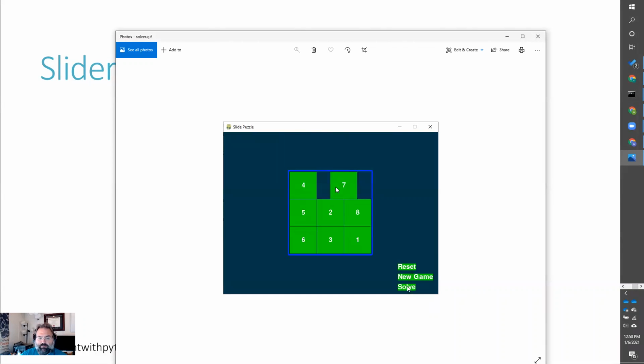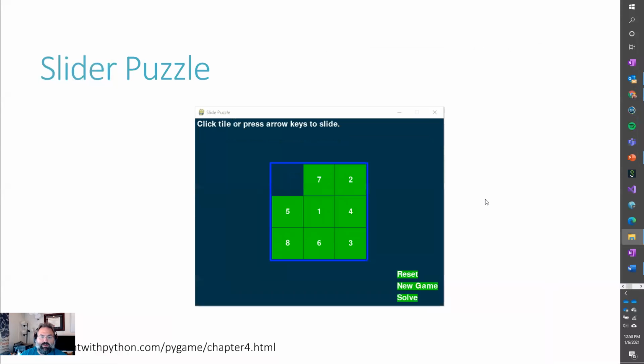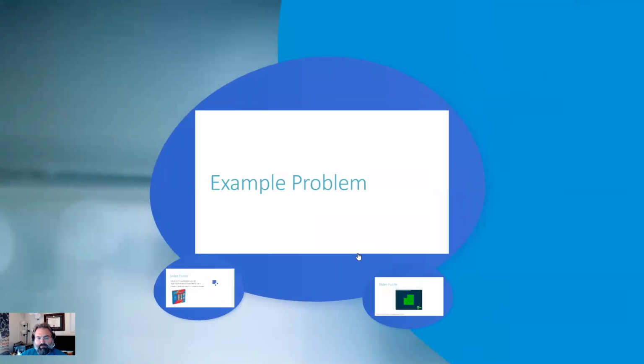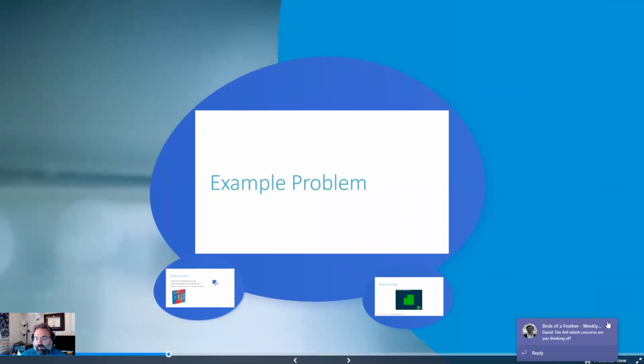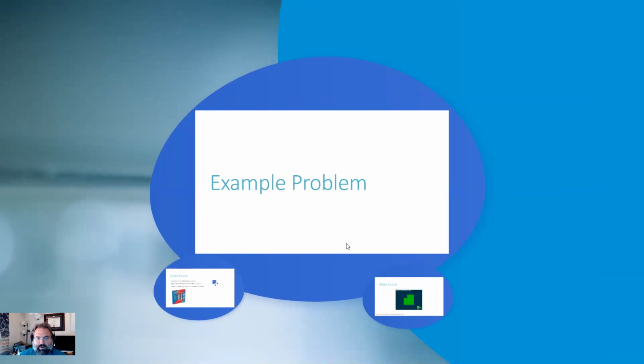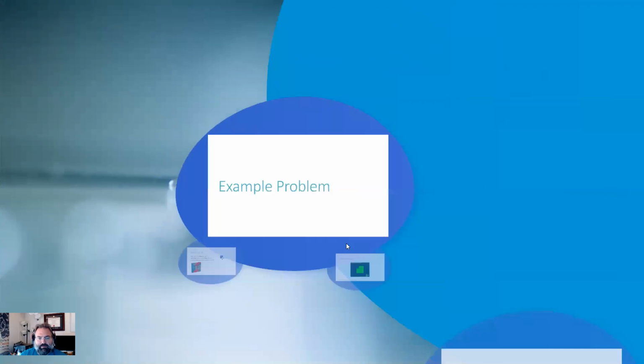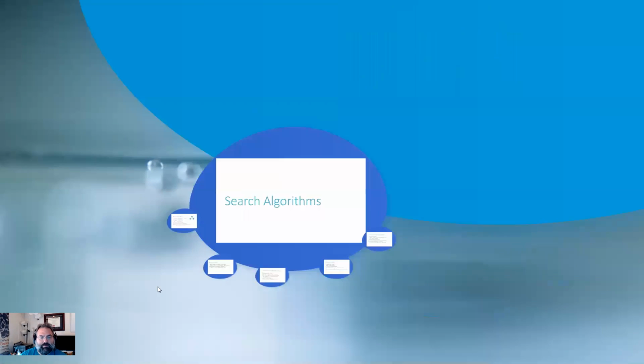But the basic idea is that you move around that empty square in a fashion that moves the tiles where you want them to go, and the goal is to get them into that order. It is a problem that can be addressed with a search algorithm, so maybe something to think about. Relatively simple, but the complexity of it depends upon the amount of tiles, right? The more you have, the harder it gets.